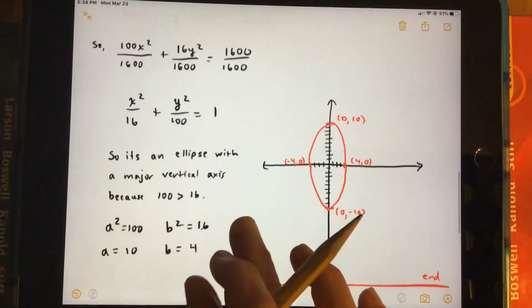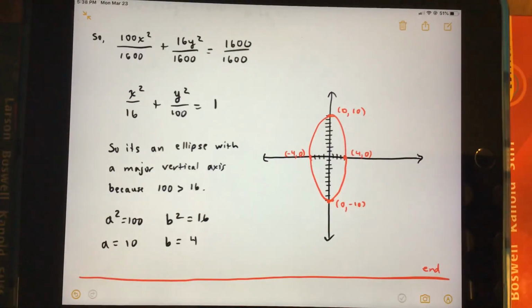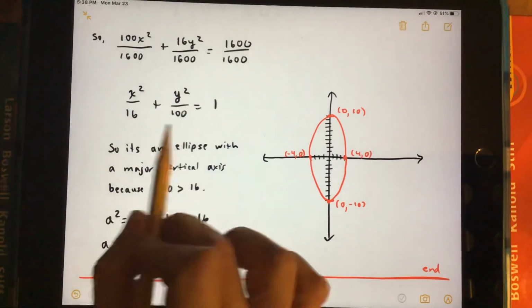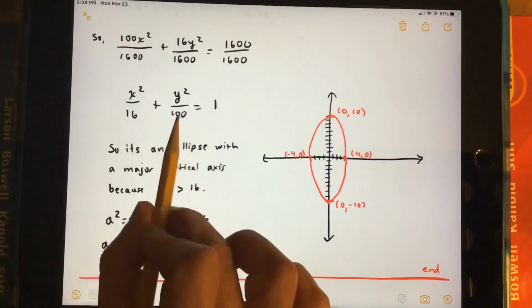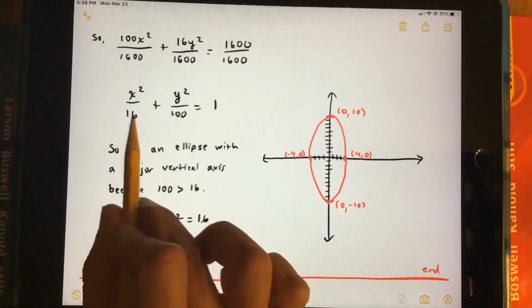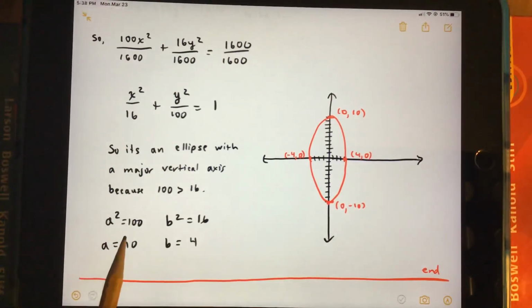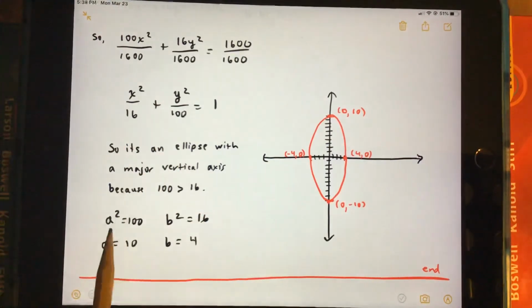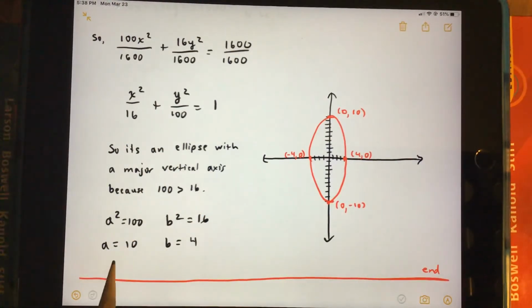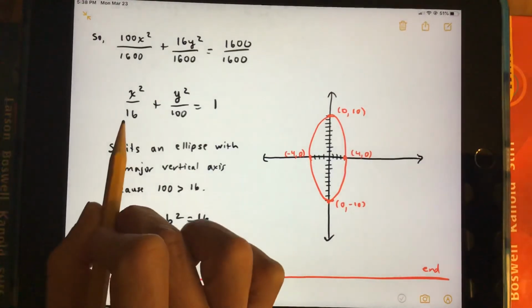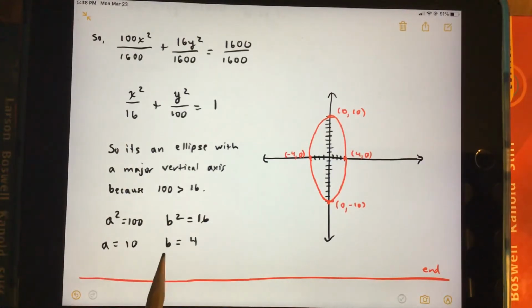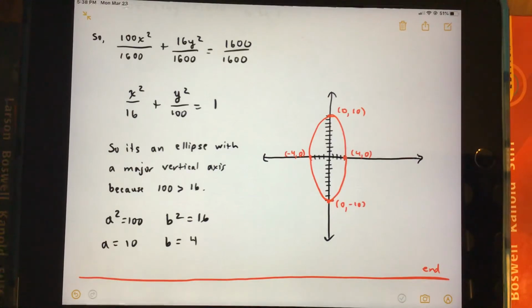Now all we have to do is pull off our a and our b values so that we can actually graph the ellipse, so that we can get our vertex and our covertex. So we're going to notice first of all that this will be an ellipse with a major vertical axis because 100 is greater than 16. So that means this is our a squared term and this is our b squared term. So a squared being 100, because this is larger than 16, a squared is 100. That means when we take the square root, a is 10. B squared then would be underneath our x squared, so b squared is 16. So b is 4 when we take the square root of 16.